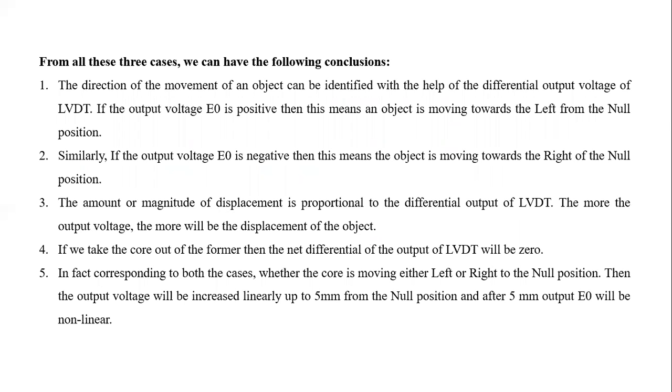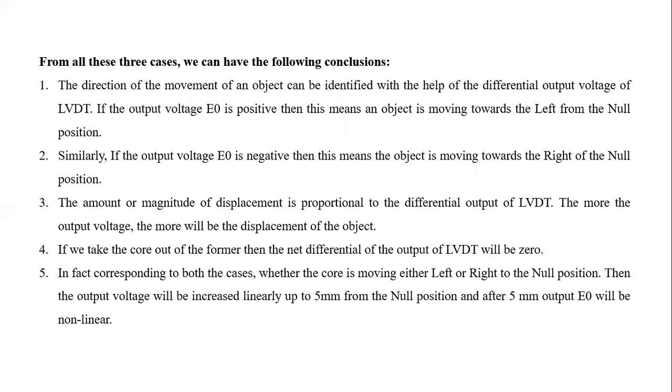The direction of movement of an object can be identified with the help of the differential output voltage of the LVDT. Suppose the output voltage E0 is positive, then this means that the object is moving towards the left from the null position. Similarly, if the output is negative, then it means that the object has moved towards the right of the null position.